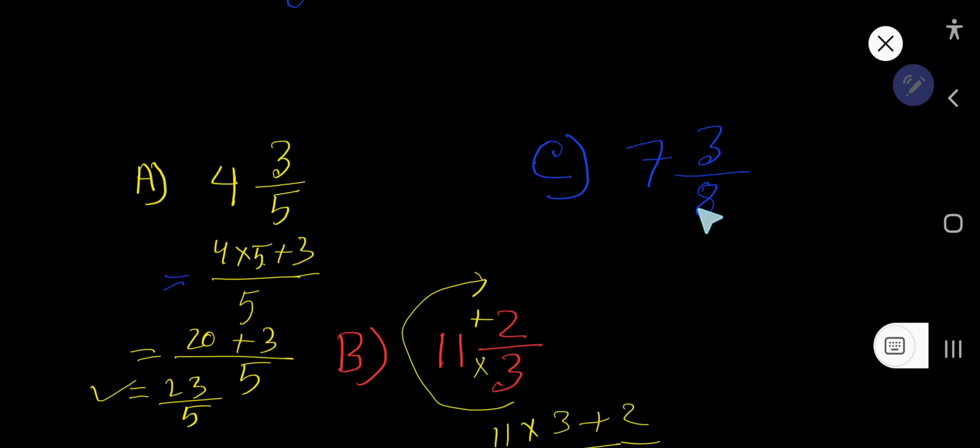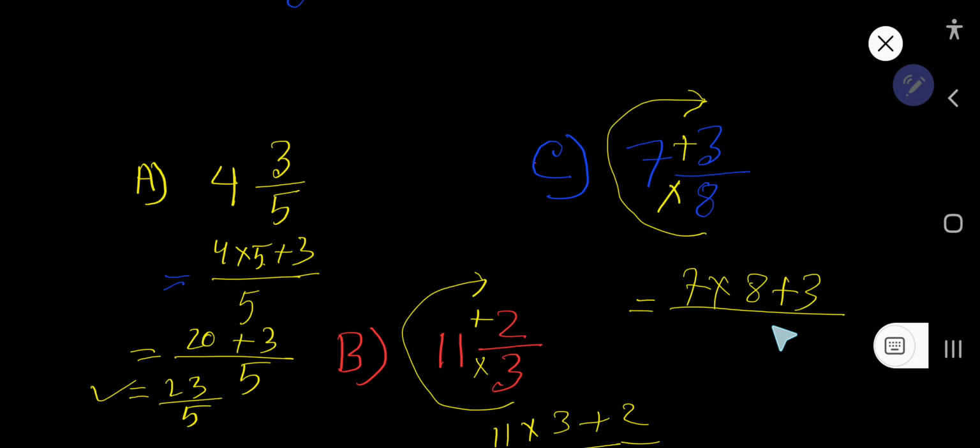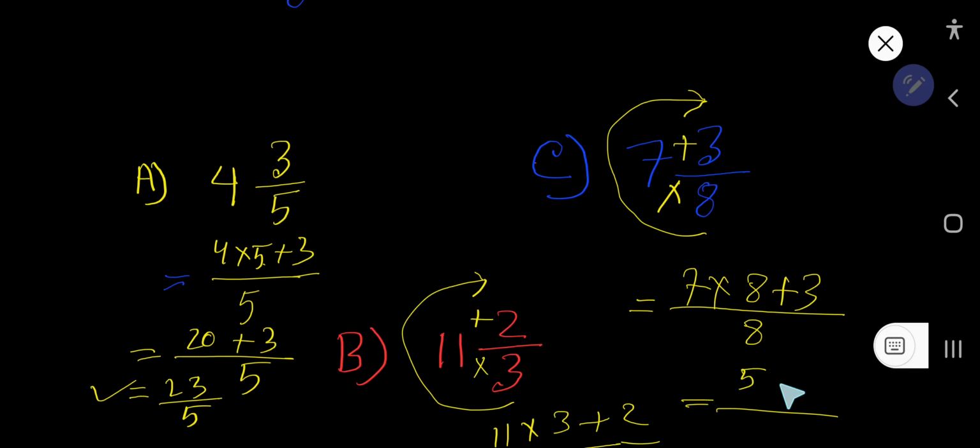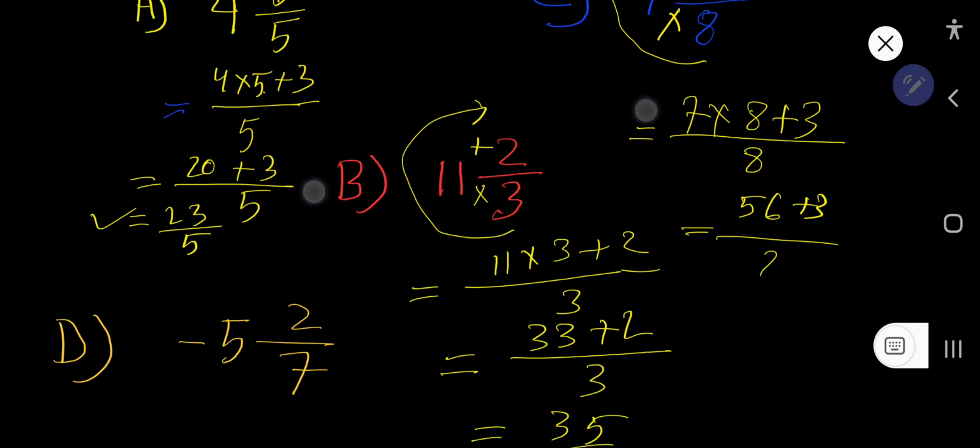Let us take this example. So draw a circle like this, multiply, addition. So we are getting here 7 times 8 plus 3 divided by 8. We are getting 7 times 8, 56, plus 3, divided by 8. So we are getting here 56 plus 3, that is 59 divided by 8. This is also an improper fraction.